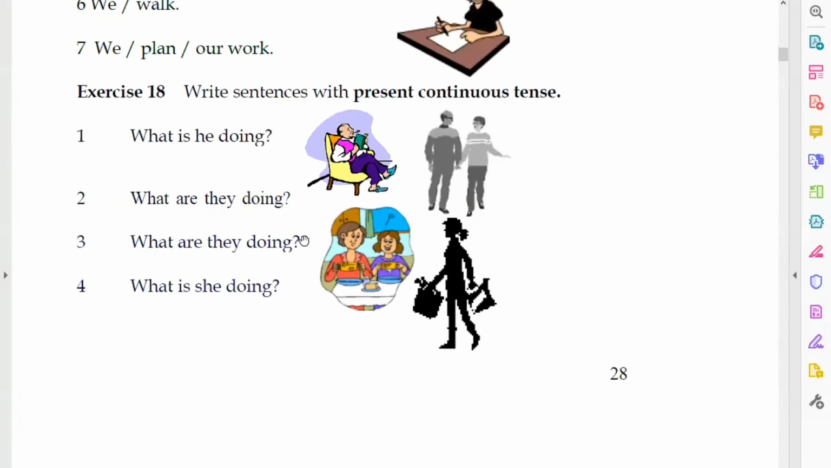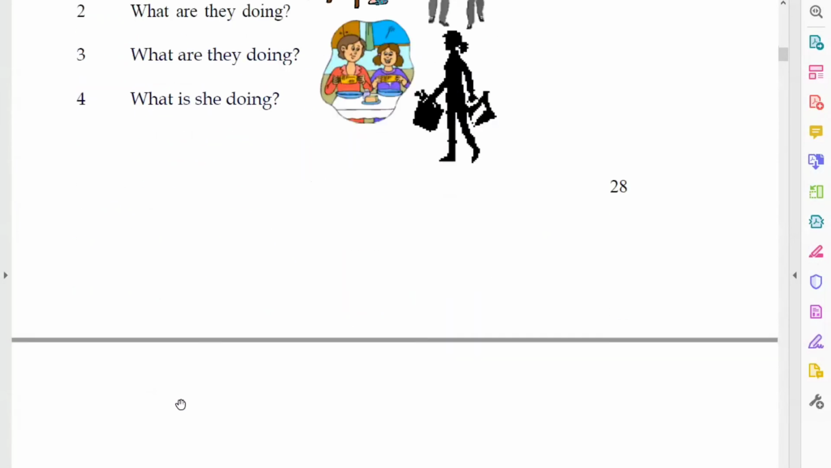We have done such an exercise already, but let's have a look. Write sentences with present continuous tense. For example, the first sentence is, what is he doing? Right? What is he doing? He is reading a book. They are walking. Right? She is going for gardening. They are eating.